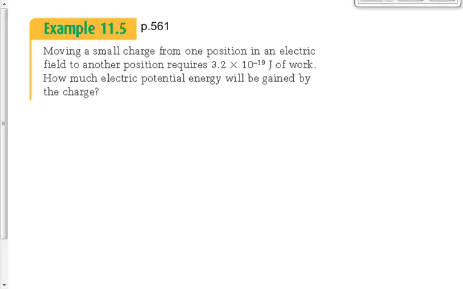It says, moving a small charge from one position to another in an electric field requires 3.2 times 10 to the negative 19 joules of work. We want to know what the electric potential energy gained by the charge is. In other words, we want to know what the change in potential energy is. Okay, so we've got work, and we want to know what delta E is.